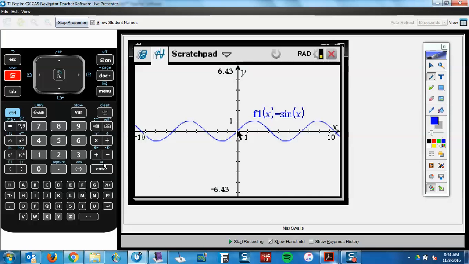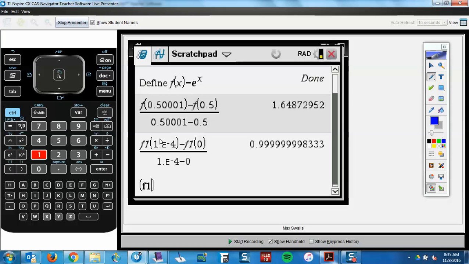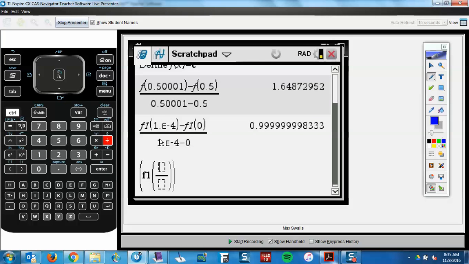Okay, so he's got it. Okay, Max, you can't write it down. You got to keep going. Okay, now we're going to go to pi/6. So now let's do F1, left parenthesis, and then let's do F1 of pi divided by 6. Just do pi divided by 6. There you go.